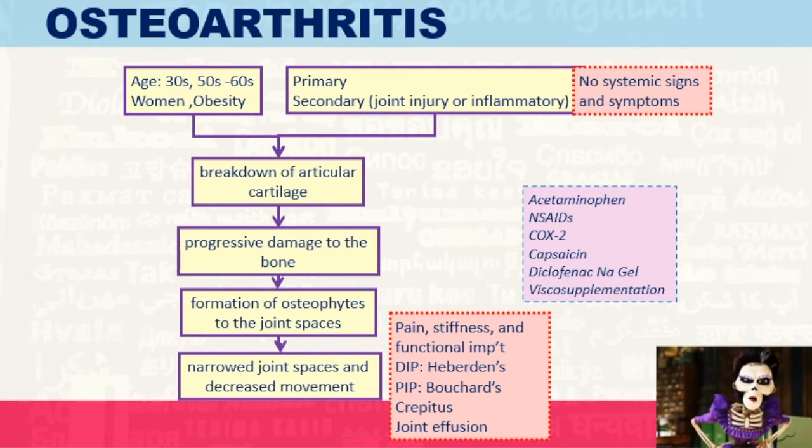In the DIP, there will be the presence of Heberden's nodes, whereas in the PIP, you will have Bouchard's nodes. And then you will have crepitus, and then you'll have joint effusion. Take note of that. By the way, when I say DIP, I'm referring to the distal interphalangeal joints. When I'm referring to PIP, I'm referring to the proximal interphalangeal joints. Your patient again would have crepitus and joint effusion. So this is your osteoarthritis.